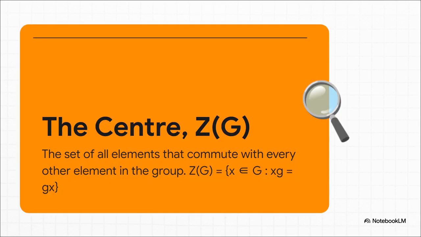Well, the answer is a big yes, and it has a fantastic name: the center of the group. We write it as Z(G), and it's basically the set of all those super friendly elements that commute with every single other element. If an element x is in the center, then doing x then g is always the same as doing g then x, no matter what g is. This is the stable, predictable heart of the entire system.